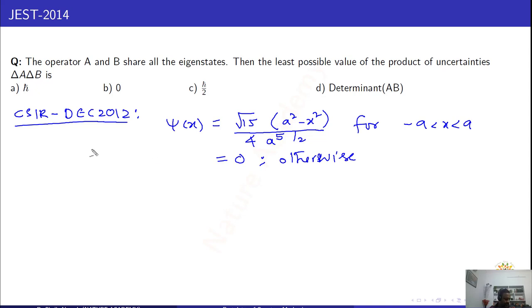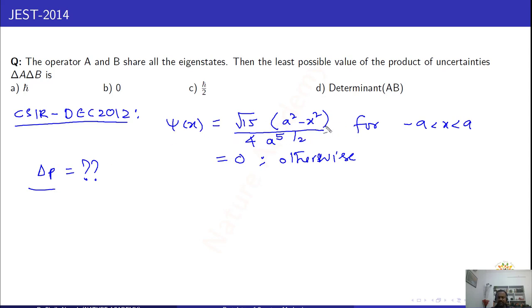And the question is you have to calculate the uncertainty in momentum, delta p. This is the wave function given for a particle. Now he is asking what is delta p. You know that the given wave function is a real wave function.